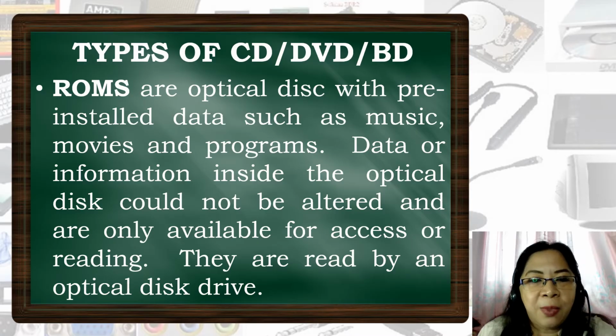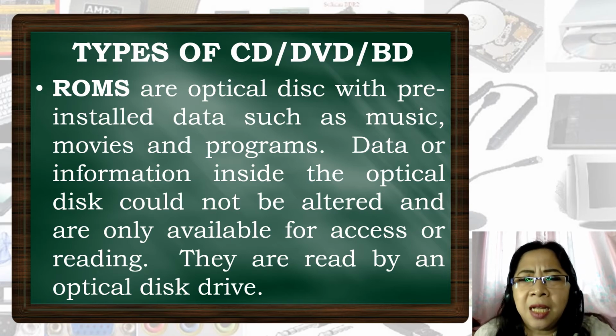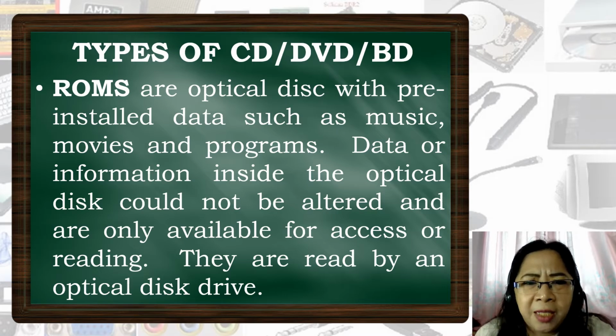We have four types of CD, DVD, and BD. ROMs, or read-only memories, are optical discs with pre-installed data such as music, movies, and programs. Data or information inside the optical disc cannot be altered and is only available for access or reading. They are read by an optical disc drive. When you buy an optical media that has content in it already, you call it ROM. The kind of optical media used in writing or burning a CD or DVD or BD is recordable.